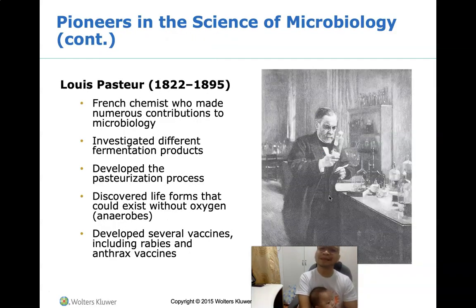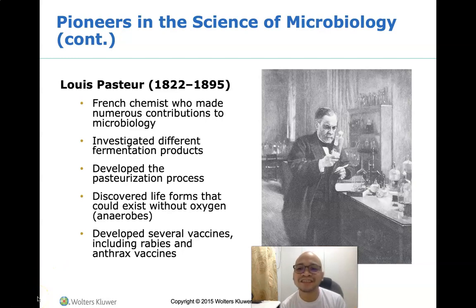So there are many contributions of Louis Pasteur in the science of microbiology. He was a French chemist who made numerous contributions in the field of microbiology. Louis Pasteur investigated different fermentation products. Fermentation is the process of anaerobic breakdown. When we say anaerobic breakdown, let's say for example, the breakdown of carbohydrates in the absence of oxygen. And one of the byproducts of anaerobic breakdown could either be acid or alcohol, depending. If it's yeast, then one of the products would of course be alcohol.